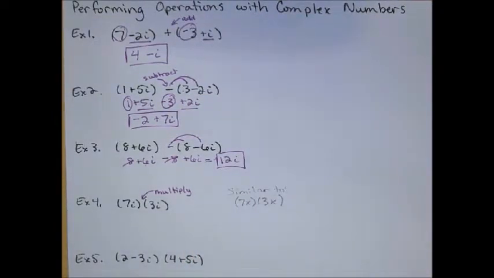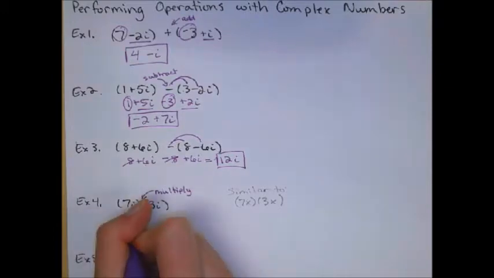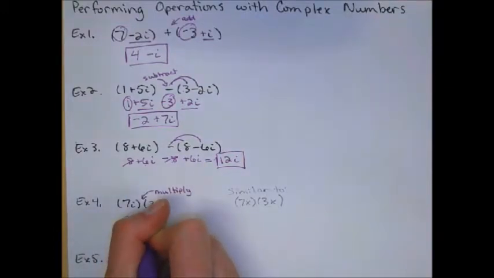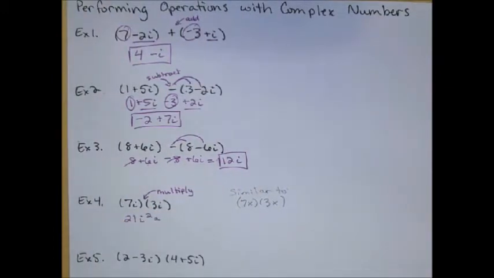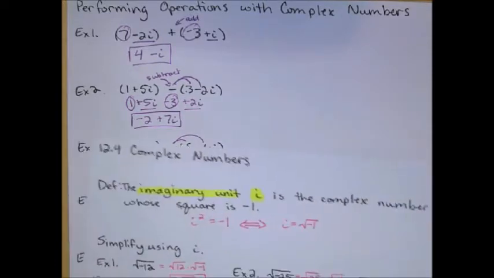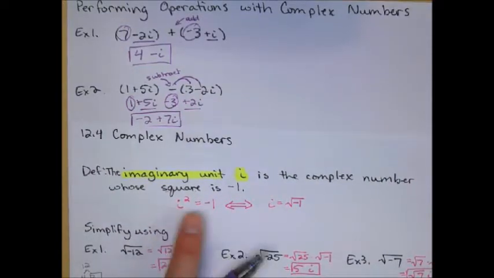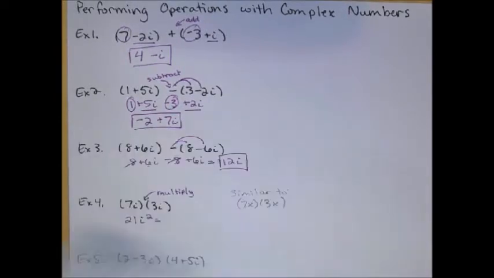Now here, though, we don't just stop. All of our answers have to be in the form a plus bi. So I can only have a power of 1. We do know what i squared is. Looking back at our definition, i squared is negative 1. So we can change that to a negative 1, and I get negative 21.